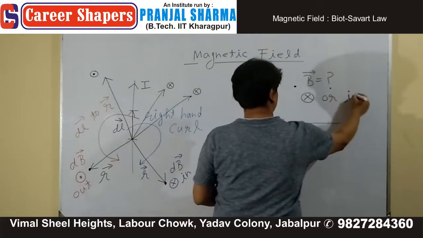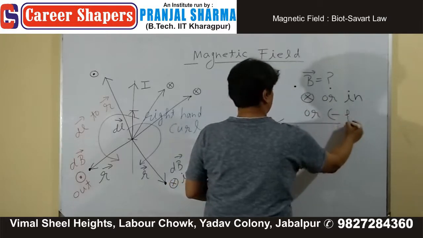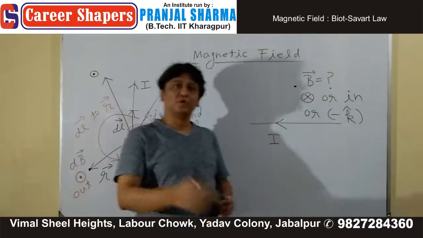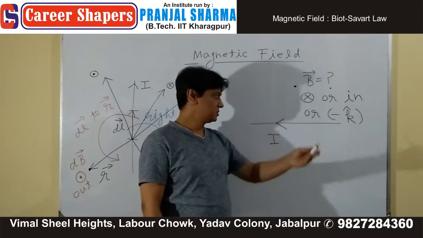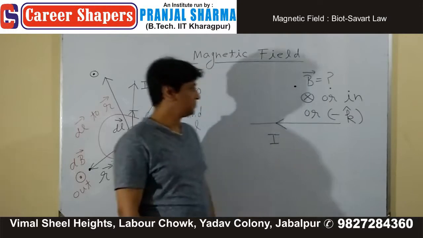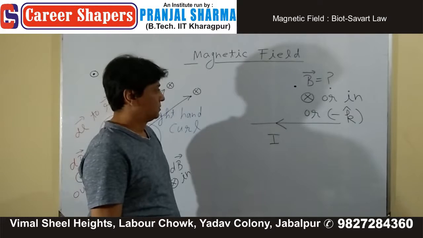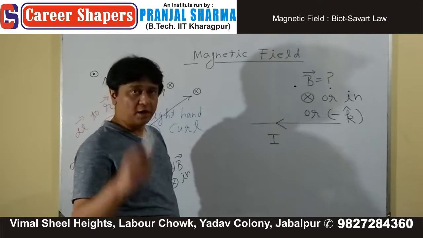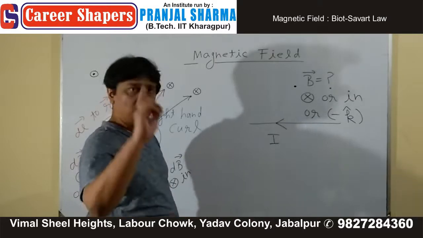or inwards or minus k cap. In terms of unit vectors, i, j, k, this is in and therefore minus k cap. Now the way you can expect questions in this direction part, write down a question.